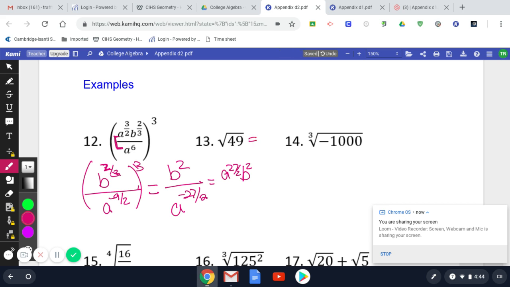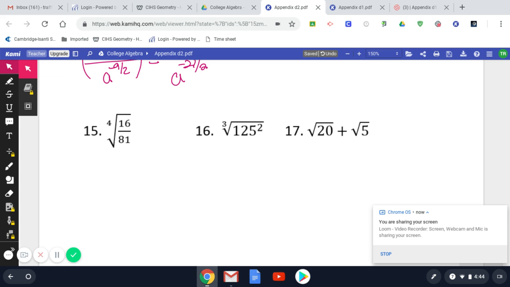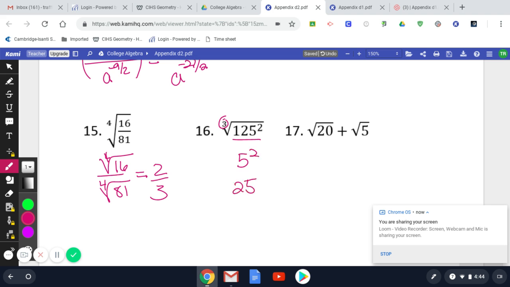Number 13, the square root of 49 is 7. Number 14, the cube root of 1,000 is negative 10. Number 15, if I break this apart and think about just the 4th root of 16 and the 4th root of 81, I get 2 and 3. Number 16, if I deal with the cube root first, the cube root of 125 is 5, and then I can square it and get 25.